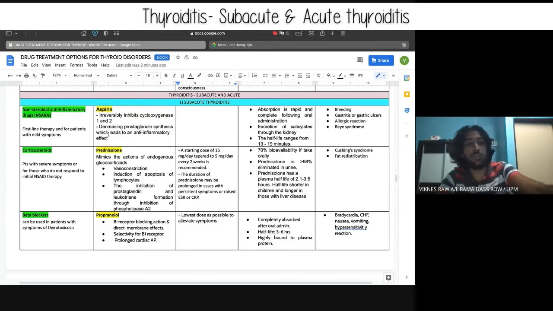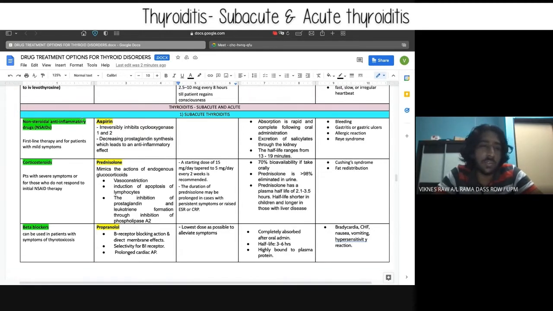So the first course of management is non-steroidal anti-inflammatory drugs, which is NSAIDs. NSAID is the first line therapy for subacute thyroiditis, and it is normally given for patients with mild symptoms. An example of NSAID is aspirin. The mechanism of action of aspirin is that it will irreversibly inhibit cyclooxygenase 1 and 2, which leads to a decrease in prostaglandin synthesis, which leads to an anti-inflammatory effect.